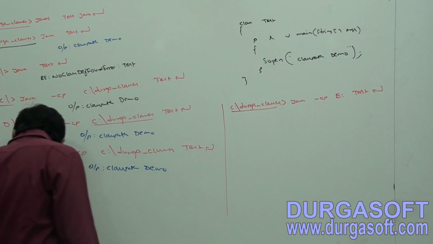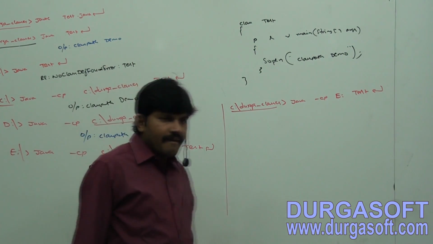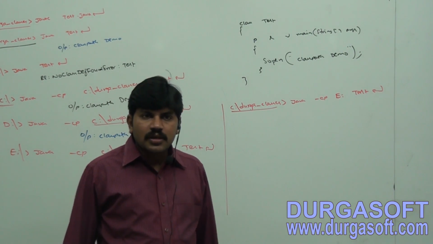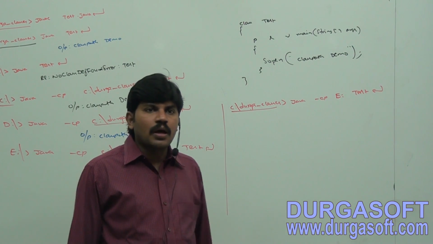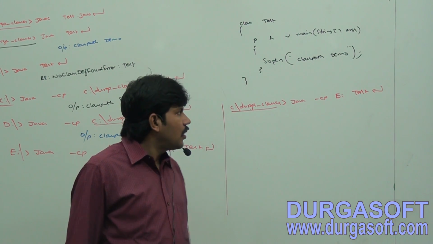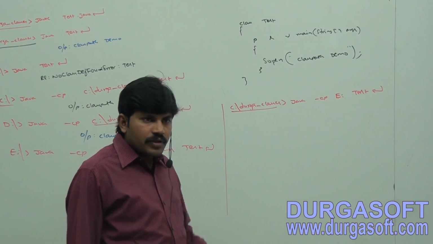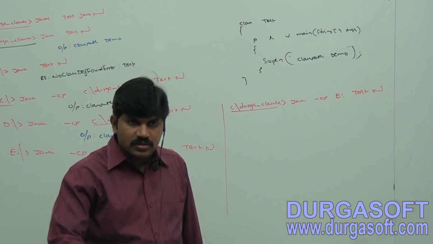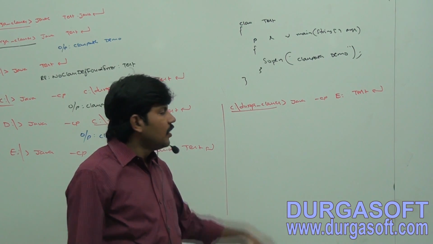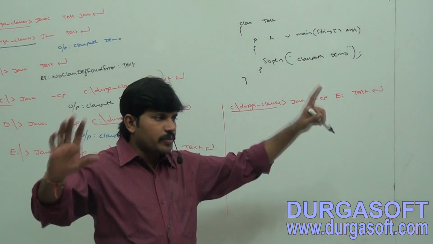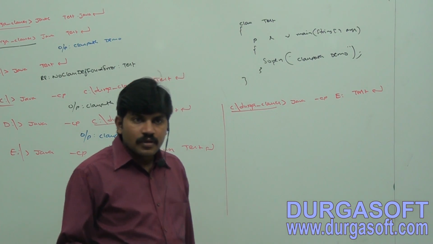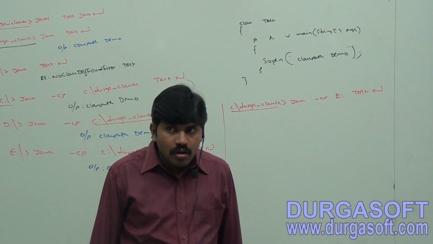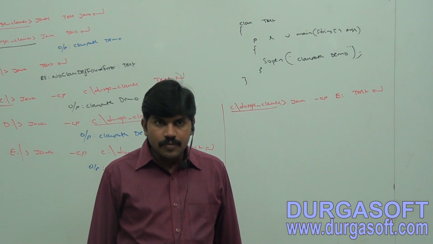Is it going to run or not? Don't think too much. Yes or no? No, no. We are in which location? C colon Durga classes, current working directory. What is the problem? Java -cp E colon followed by test. Is it going to run or not? Yes or no? How many people are feeling no? How many people are feeling yes?